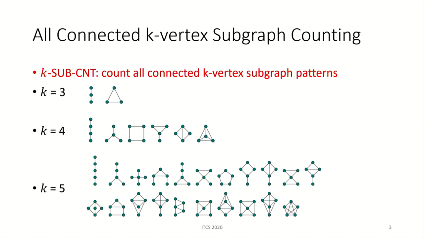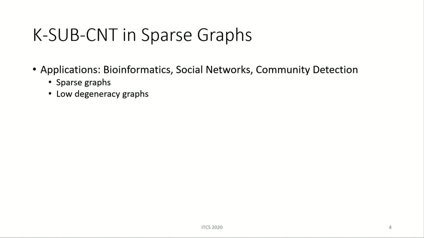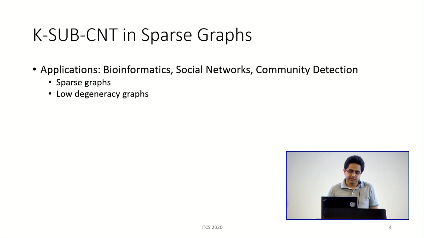A popular version of subgraph counting, on which there has been a lot of work both in practice and theory, is counting all connected k-vertex subgraphs. For example, for k equal to 3, we basically have the triangle counting problem. For k equal to 4, we have to count these 6 patterns from 3-path to 4-clique. And to give you an idea, you can also see all the patterns for k equal to 5. Subgraph counting, and specifically k-vertex subgraph counting, has been exploited in diverse areas such as bioinformatics, social networks, and so on.